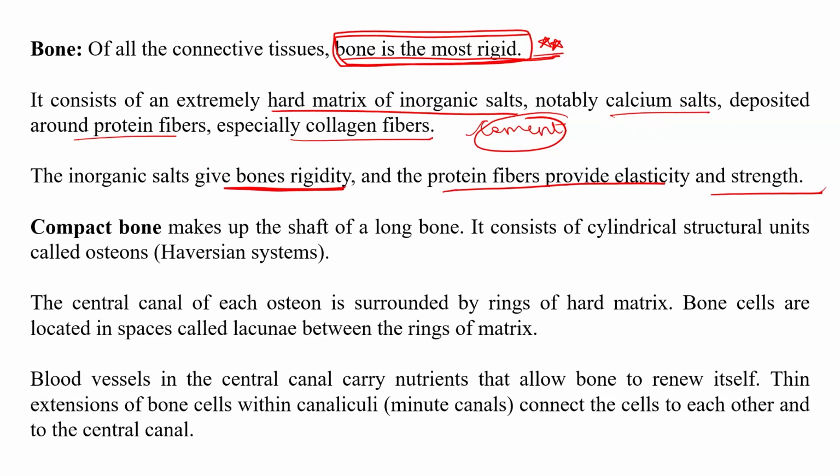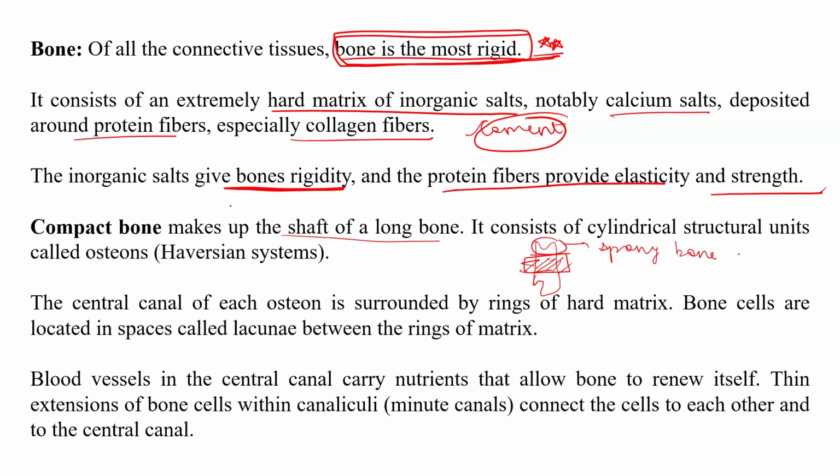So the bone can be of two types. Usually it is a compact bone and a spongy bone. Compact bone makes up the shaft of a long bone. So if it is a long bone, usually the shaft is made up of the compact bone and the portion at the ends is usually made up of the spongy bone.